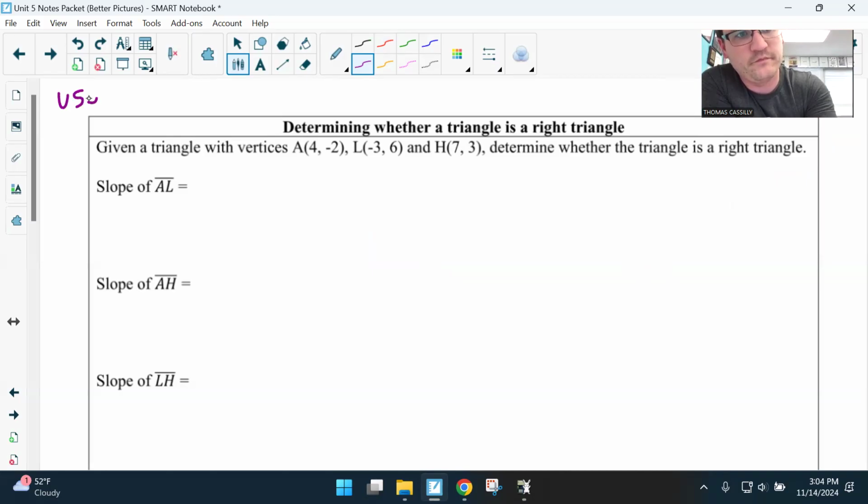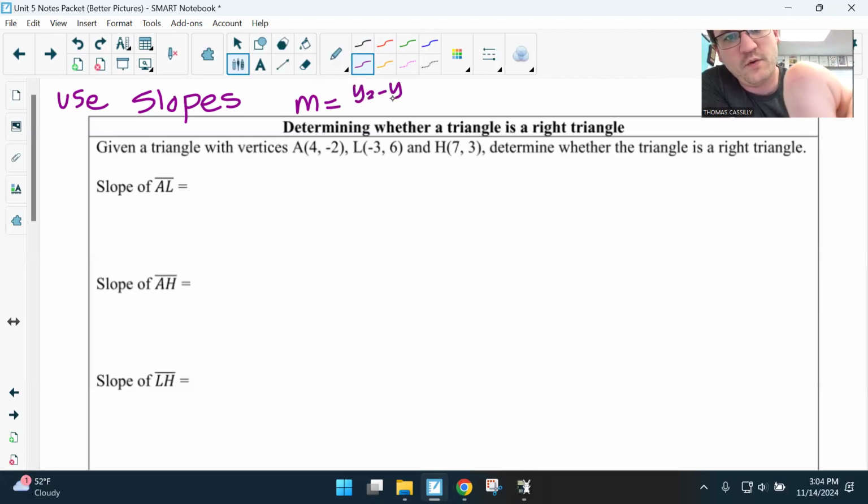Use slopes. Hey, what was the slope formula? It was m. We used the lowercase letter m. M equals y2 minus y1 all over x2 minus x1. Right? The rise over the run. So let's just look at an example.